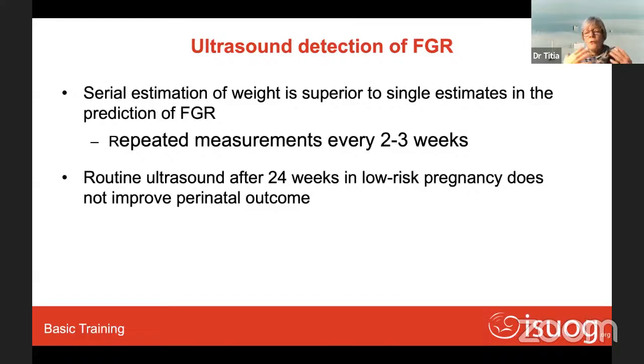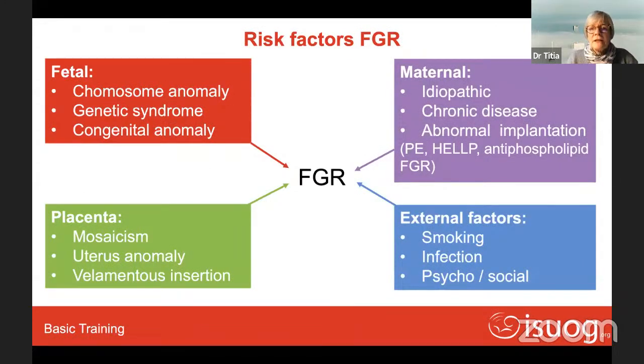Also be aware that routine ultrasound after 24 weeks in low risk pregnancy does not improve the perinatal outcome to detect these cases. There are other indications for why you need to measure growth, but if you have a perfectly healthy pregnancy and it is developing absolutely normally, then doing a scan to determine growth at 30 weeks is not telling you anything more. Now, what are the factors important for growth restriction?